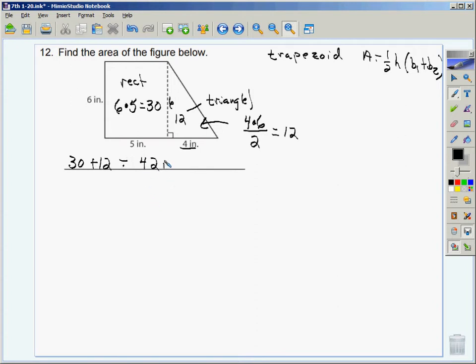Again, they're talking about area. It was in inches, so this should be inches squared. And we would have come out the same way had we used the trapezoid formula.